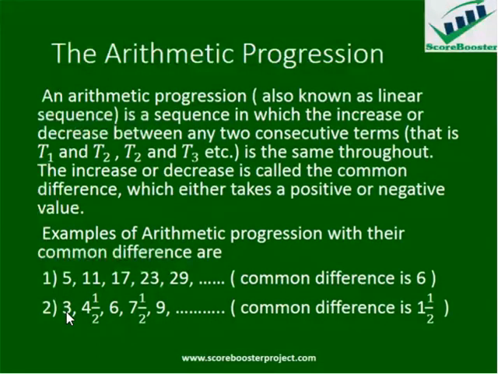Here, the first term is 3, the second term is 4 and a half, the third term is 6, the fourth term is 7 and a half, and the fifth term is 9. So to check if it has a unique common difference, we subtract 3 from 4 and a half, we have 1 and a half. We subtract 4 and a half from 6, we have 1 and a half. 6 from 7 and a half, 1 and a half. 7 and a half from 9, and we also have 1 and a half. Since it has a unique difference, it is an arithmetic progression with its common difference as 1 and a half and the first term as 3.